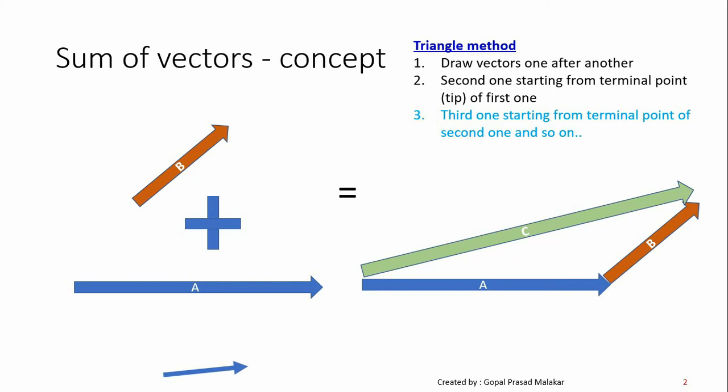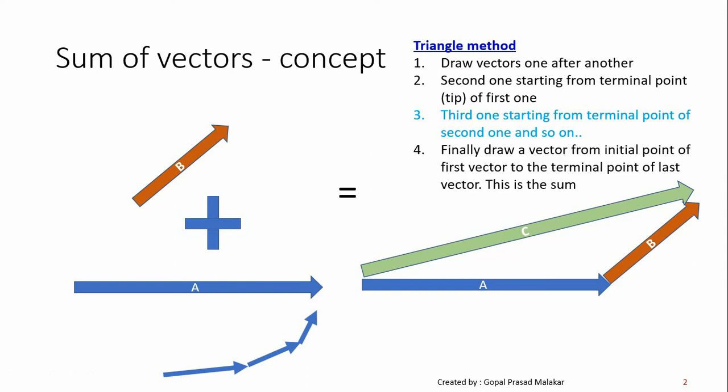So if there is vector A, this is vector B, you start vector B at the terminal point of vector A, then vector C starts at the terminal point of vector B, and then how do you find the final vector, the resultant vector? You essentially draw a vector from the initial point of the first vector to the terminal point of the last vector, and that's what gives you the sum of vectors. This is the triangle method.